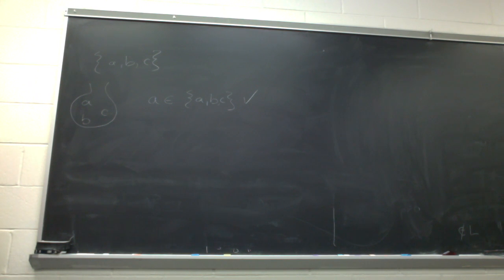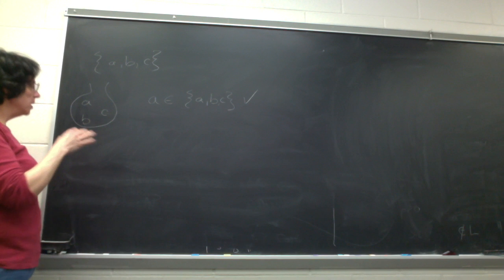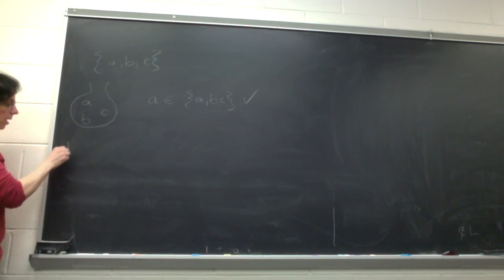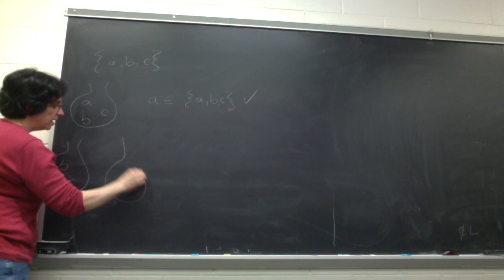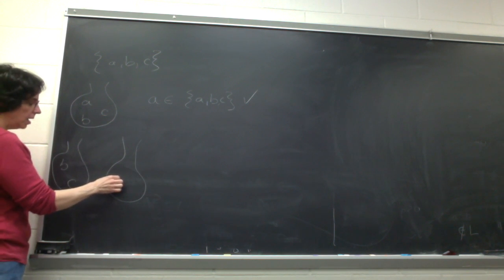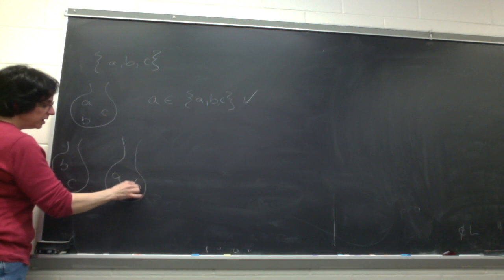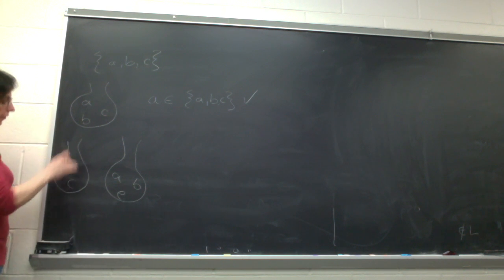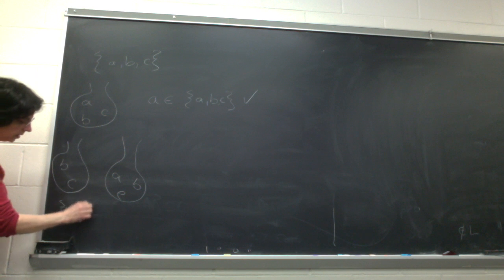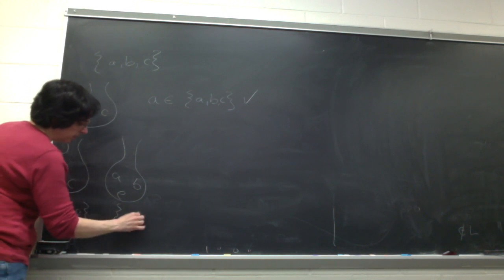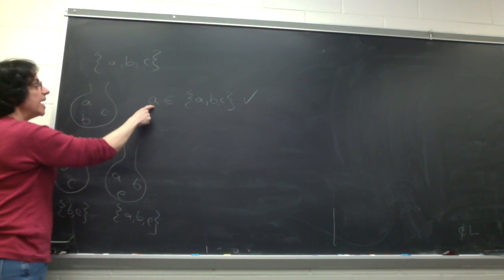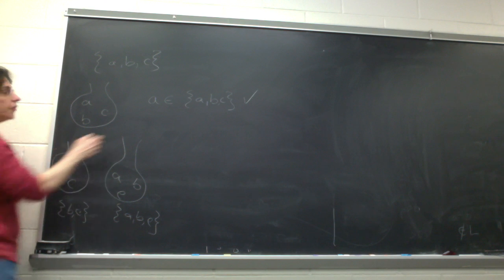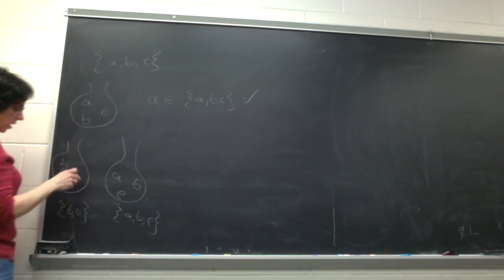I can also say things like subset. So suppose I have another sack here that has just B and C in it. And I have yet another one here that has A, B, and E in it. So this represents the set BC. This represents the set ABE. And element means, can I find this thing in here? Subset means, is everything in the one thing in the other thing?